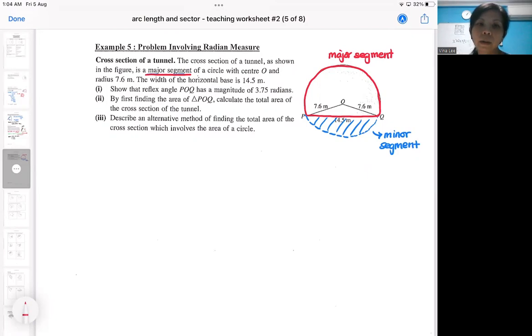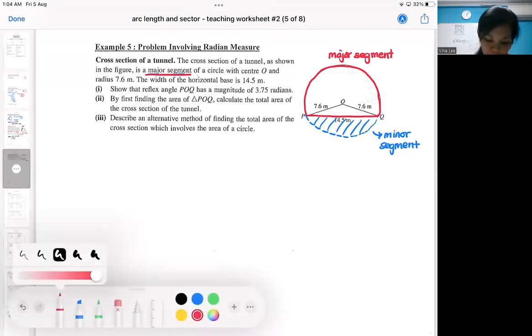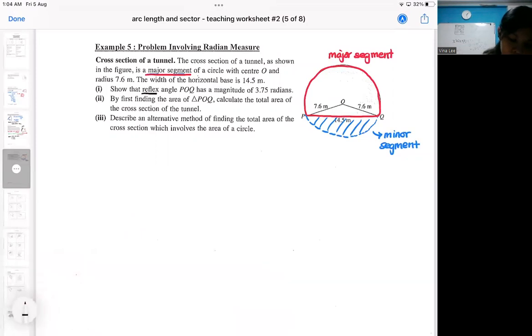Okay, so we got the radius and we got the horizontal base. The first thing we are supposed to be showing is reflex POQ. Some of you may be wondering, where is this reflex? This reflex is here. Reflex is more than 180 degrees. So in actual fact, you got to find POQ, the obtuse part.